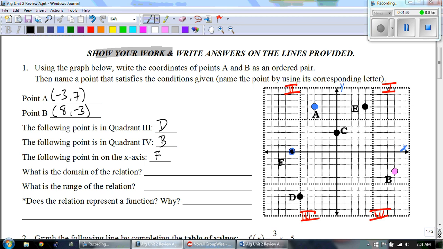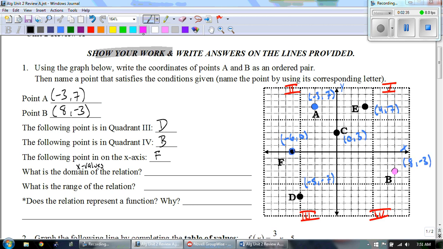Now, the domain of the function, that means we need to know all of the x values. Okay, so I'm just going to write down what all of my points are, so I just know everything. This is the point -6, 0. D is -5, -7. We already did A. A was -3, 7. C is 0, 3. E is 4, 7. And then B, we already did that one, 8, -3.